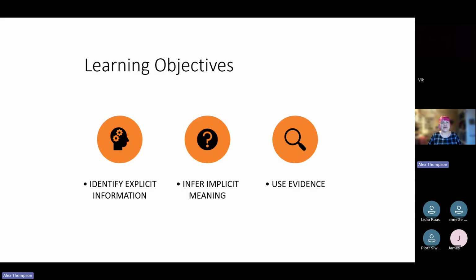So what we're going to be looking at is the difference between these two types of information and what the words implicit and explicit actually mean and how that relates to your reading exams. So, as always, we will start with our definitions. I'm going to tell you exactly what these words mean in relation to English language.